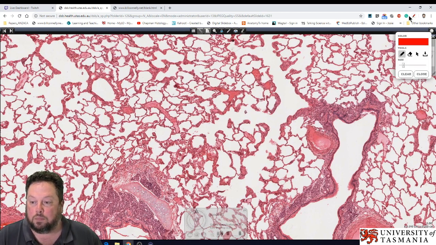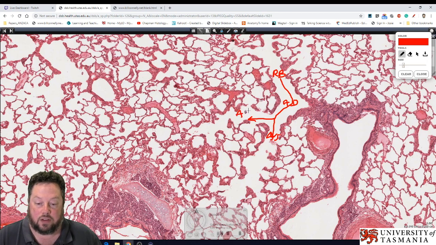So the air is coming down this way, and then it's going to go this way and this way. So this is the respiratory bronchiole, and this is the alveolar duct, and then this is the alveolar sac. Each of these is an alveolar sac, and each of these is an alveolus, which is a little sort of branch here.